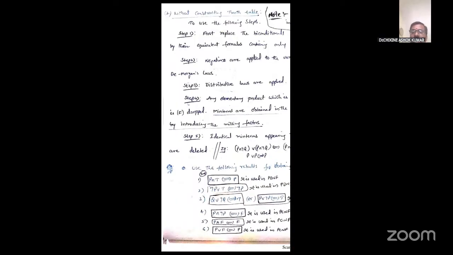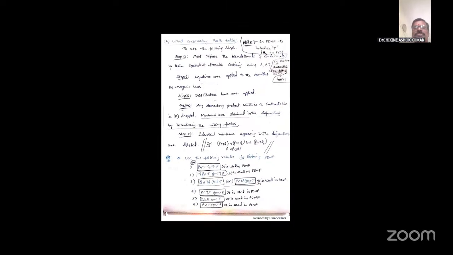Similarly, negation P union T is always equal to negation P. Like that, we have to write all this, and the remaining 4, 5, 6 can be used in PCNF. We'll discuss that later, tomorrow. Next, see here.